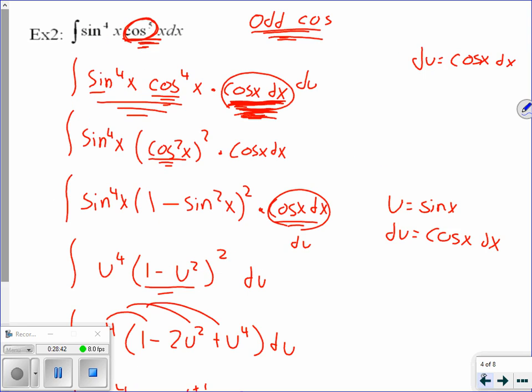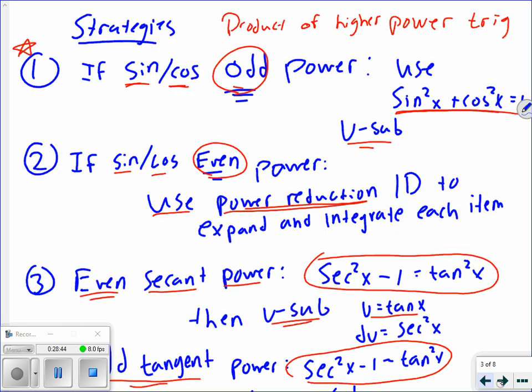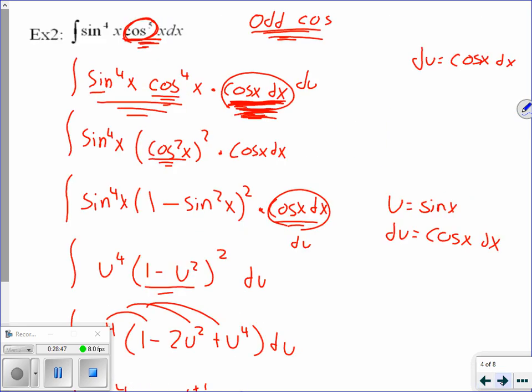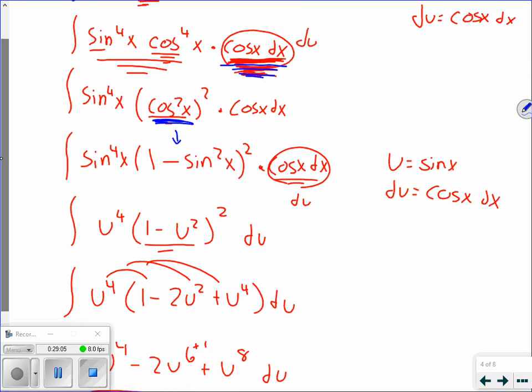But just to recap, our 4 strategies. First strategy was an odd sine or cosine. The idea was to pull out one of the odd powers to make it even. Then we just do the Pythagorean identity to get it as the other trig function, and then do u substitution. Okay, so that's strategy 1.